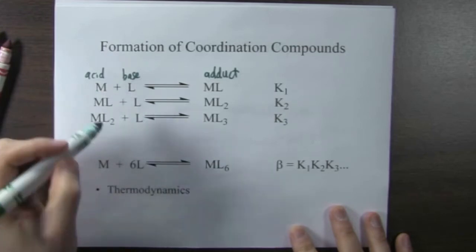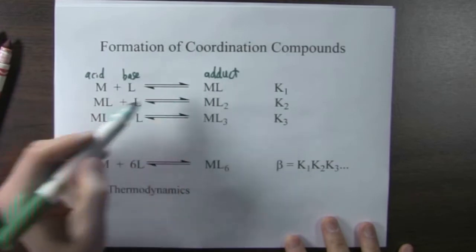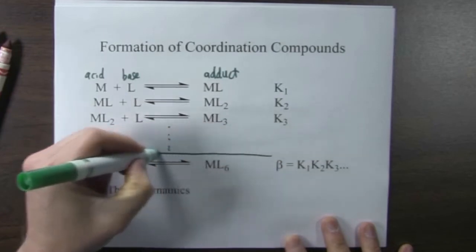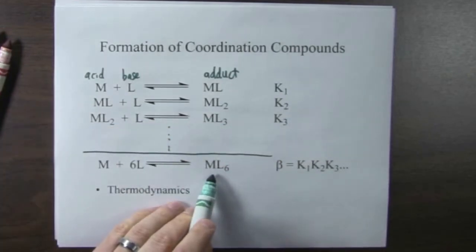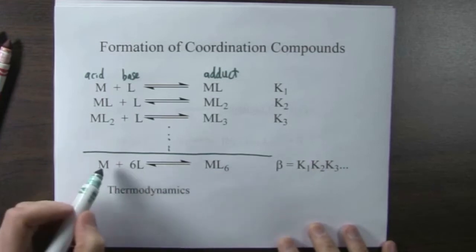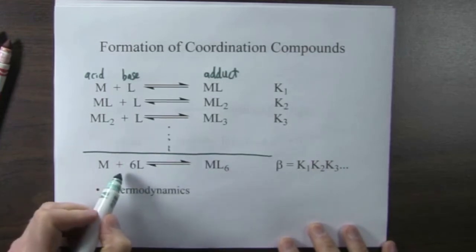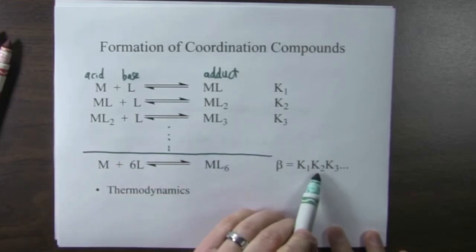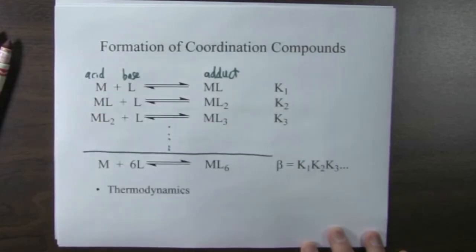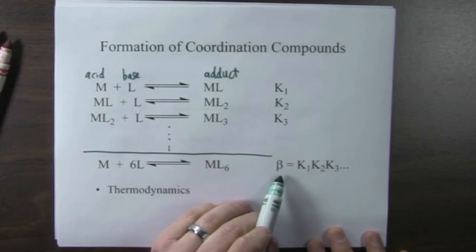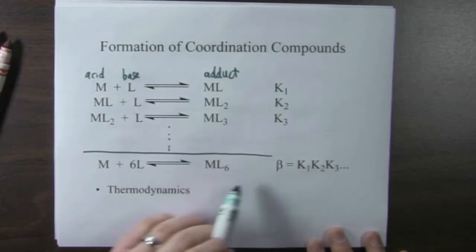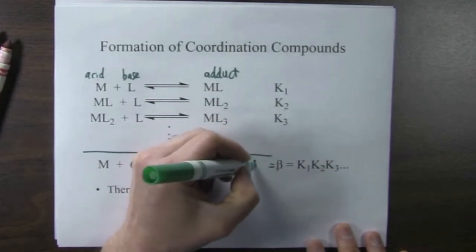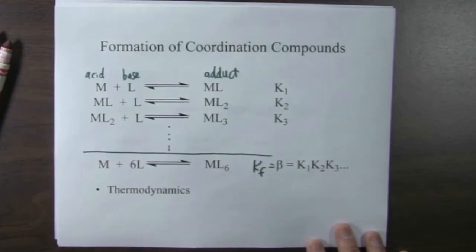And we actually get stepwise formation. We make one metal-ligand bond, a second, a third, and so on until we get to a total of usually 6 ligands coordinating to the metal. And so the total overall equilibrium constant for this formation of the 6-coordinate complex is a product of the equilibrium constants for each step along the way. In older textbooks, this total equilibrium constant is called beta. In newer ones, we maybe just refer to it as Kf, the formation constant.